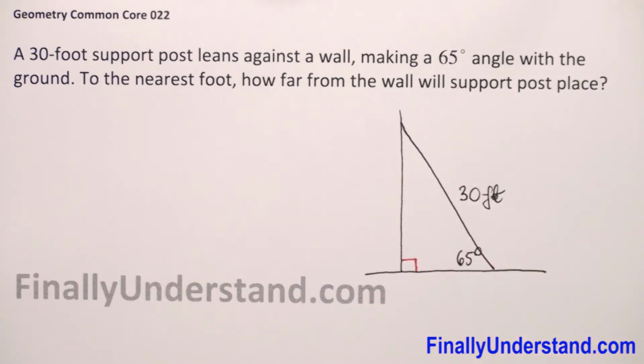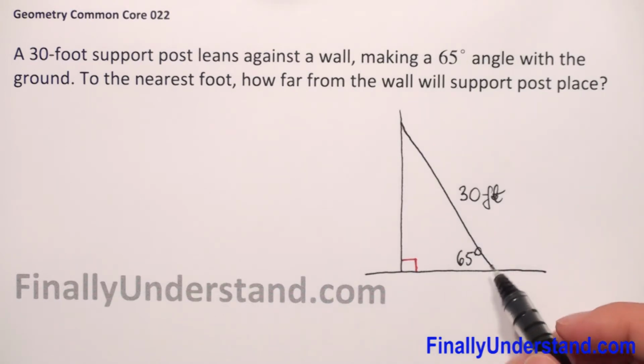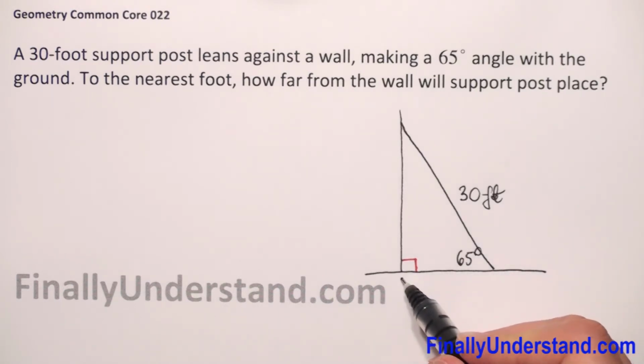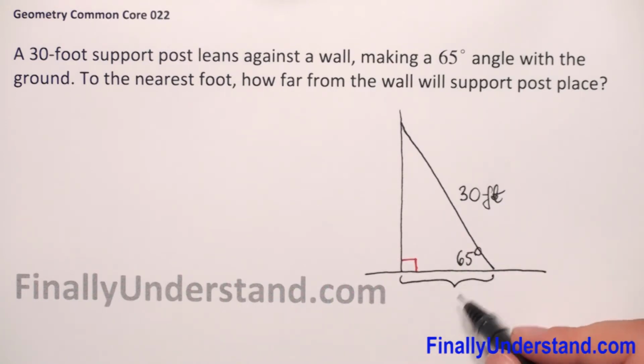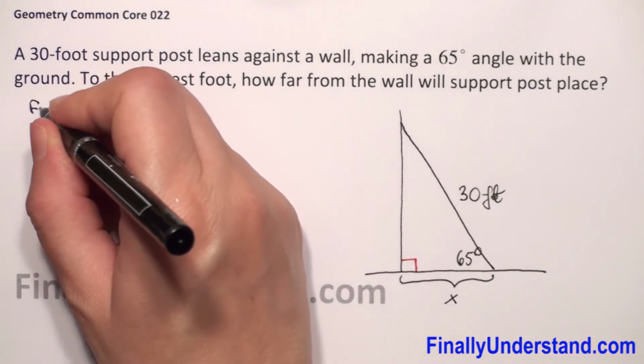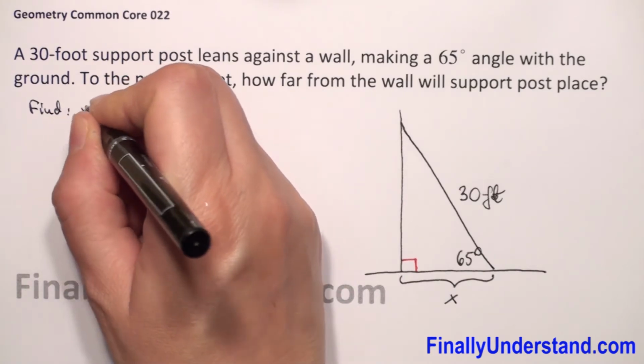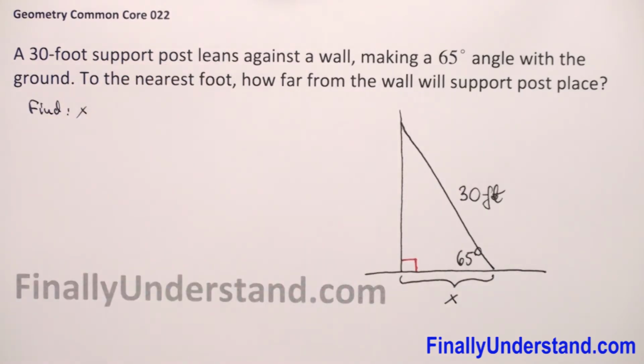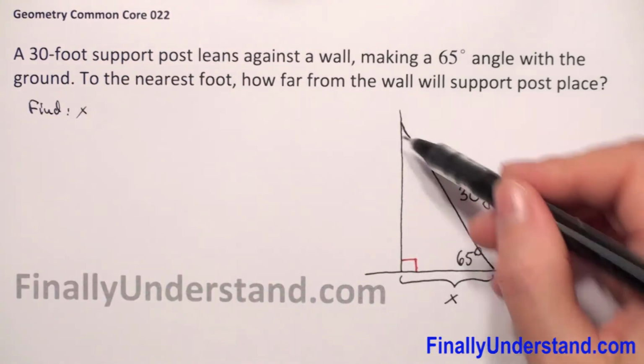We have to find how far from the wall the support post will be placed. So we have to find this distance. Let's write that this is x. X is our unknown. We have to find x. We have here a right triangle.